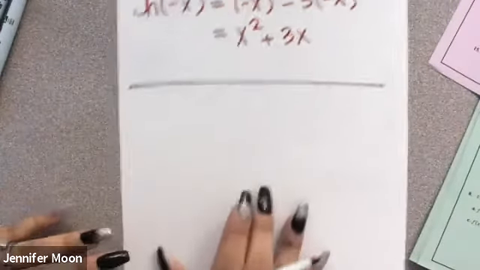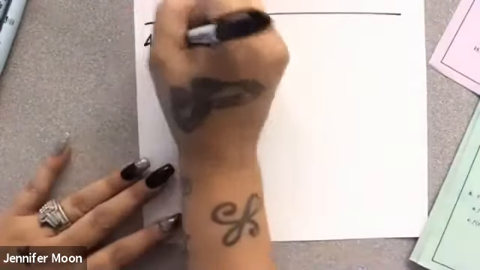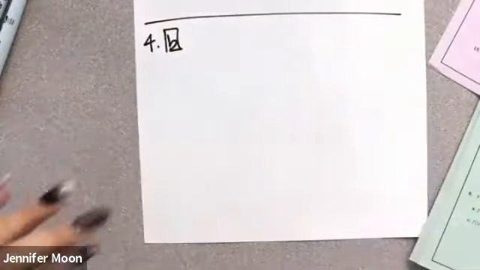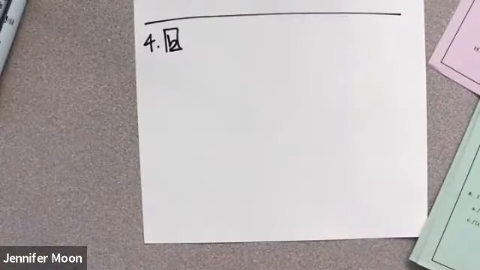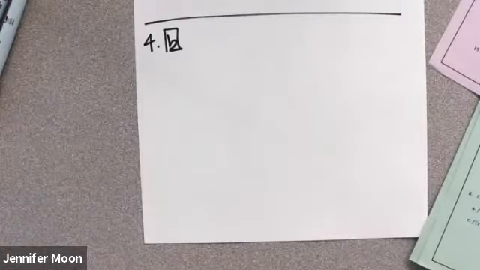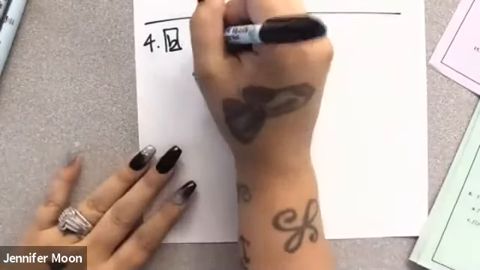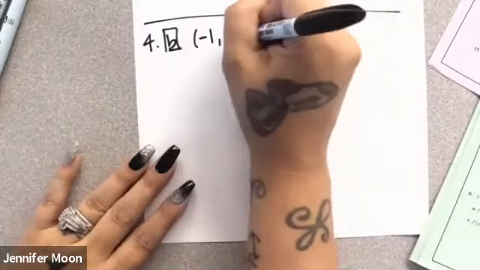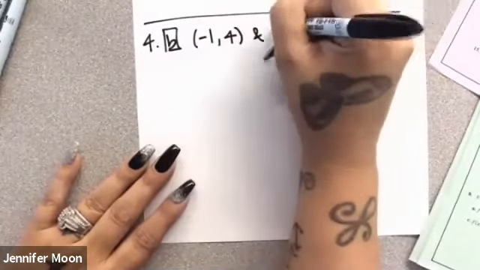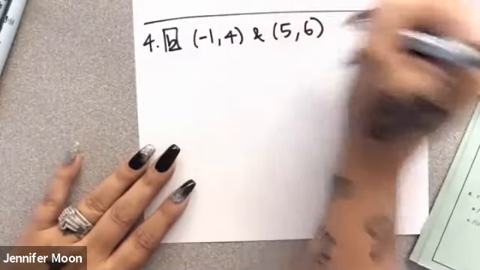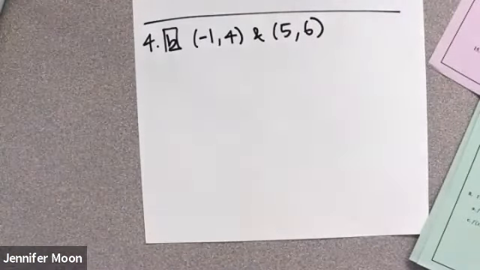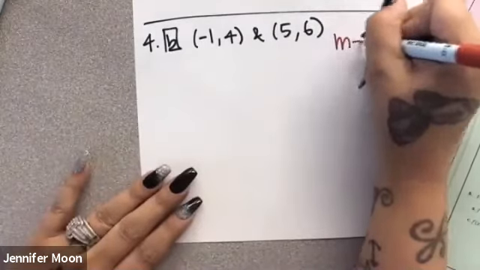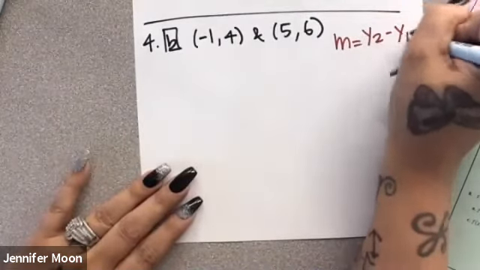Okay, so 4B. Oh, I'm getting anxious. 4B says find the slope. It told me right then and there what I'm going to do. Find the slope, right? I know that in order for me to find the slope, I need 2 points. 4B, the 2 points that I'm given are (-1, 4) and (5, 6). Does anybody want to tell me what the slope formula is? Not everybody all at once.